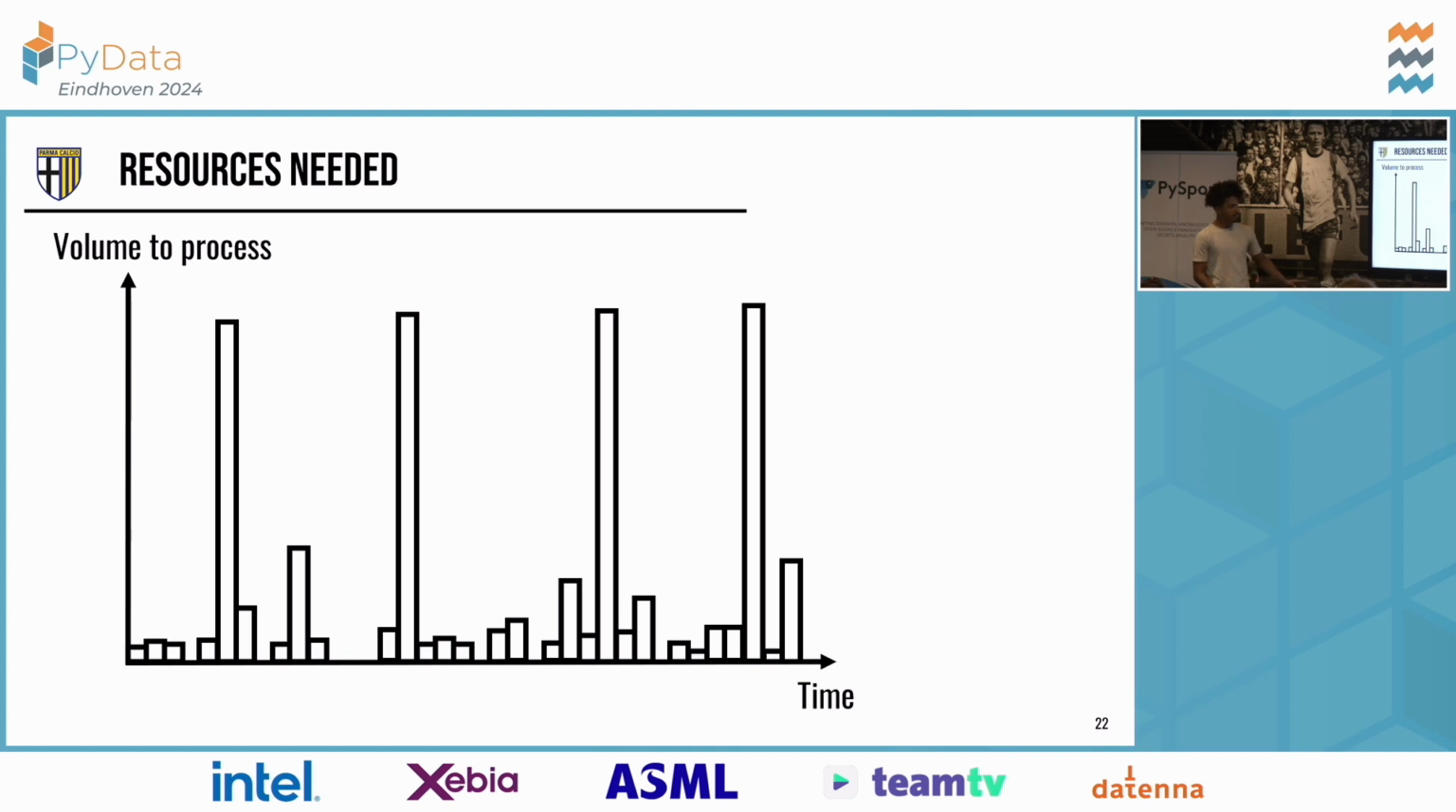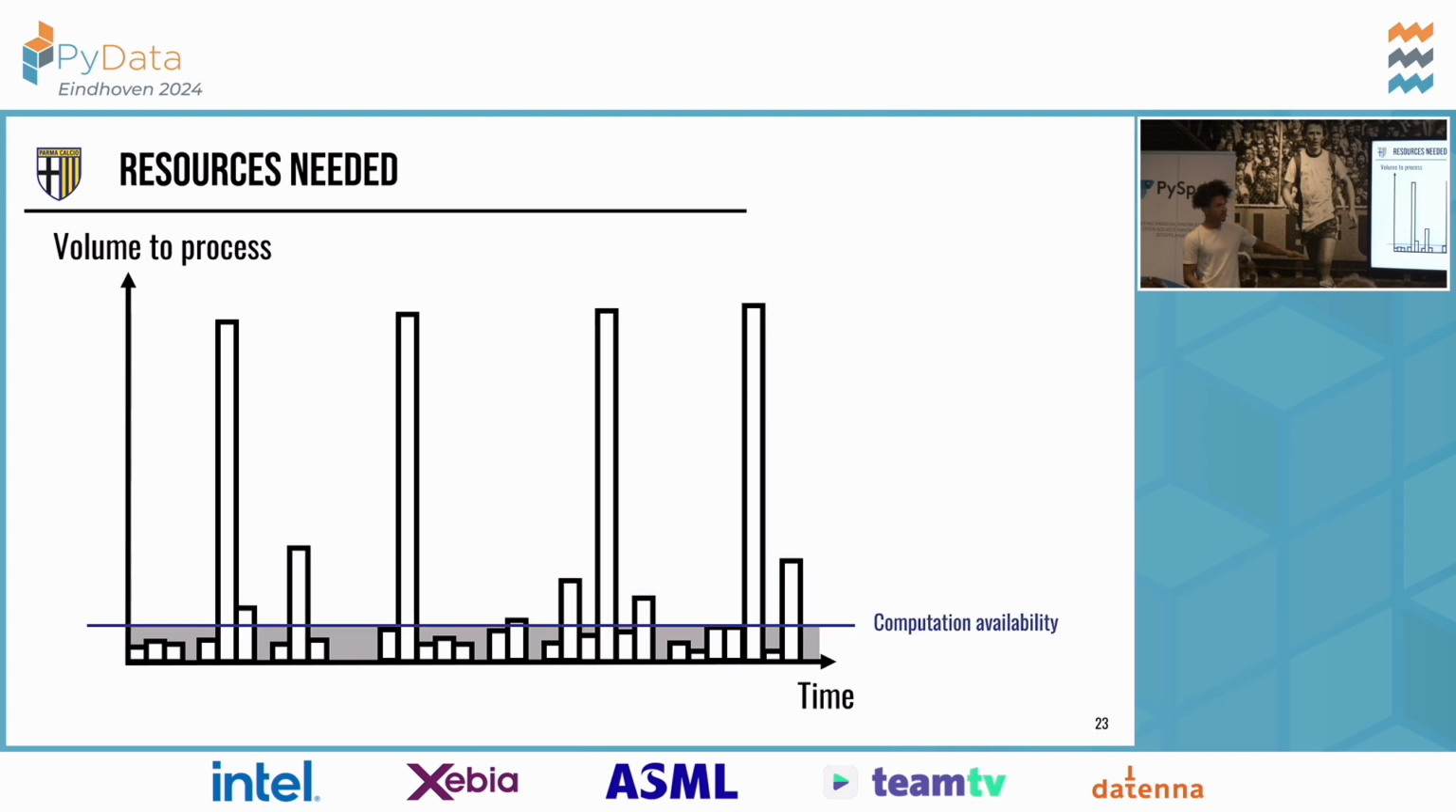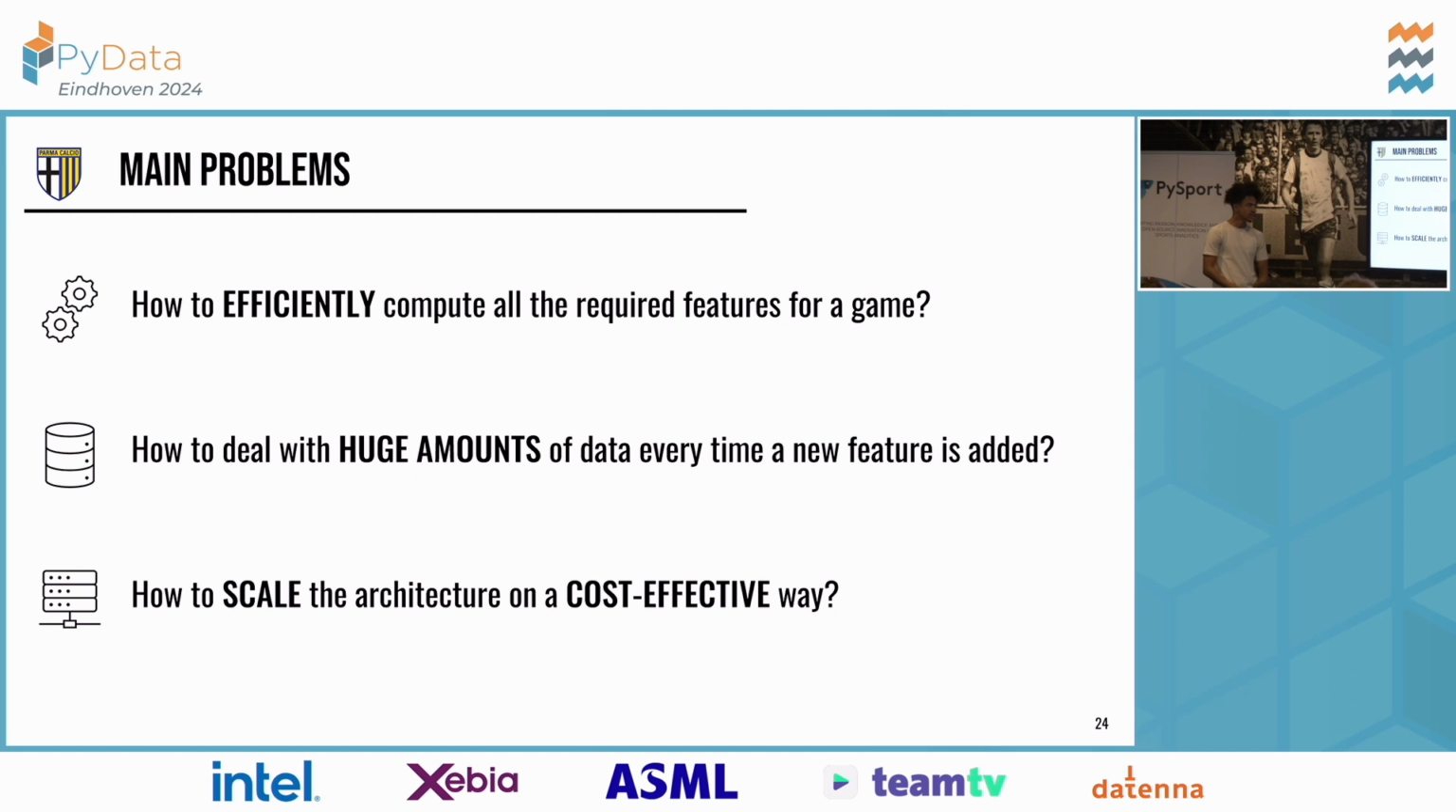And this leads us to a problem that we have to set the computational availability. If we set it to the maximum volume that we have to process, we will be able to process every game, no matter when, but we'll waste a lot of resources because it means that we have to maintain this amount of resources every time, and this means a lot of money. So another possibility is to set it lower, but this means that we'll need extra time to process the remaining games when we have a huge load. And knowing that we'll have new games arriving daily, it's going to be accumulated delay every day. So this leads us to the third problem, how to scale the architecture in a cost-effective way.